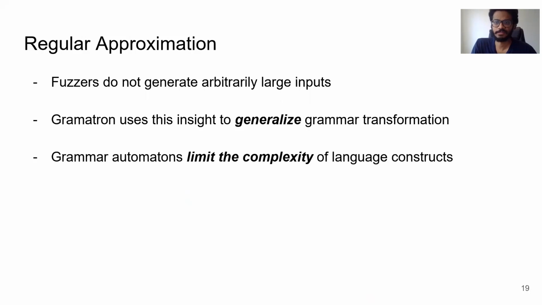One key insight that we had is that fuzzers do not generate arbitrarily large inputs, and Gramatron uses this insight to generalize its grammar transformation to any arbitrary context-free grammar by limiting the complexity of language constructs. This is an acceptable trade-off since existing grammar-aware fuzzers already do that.